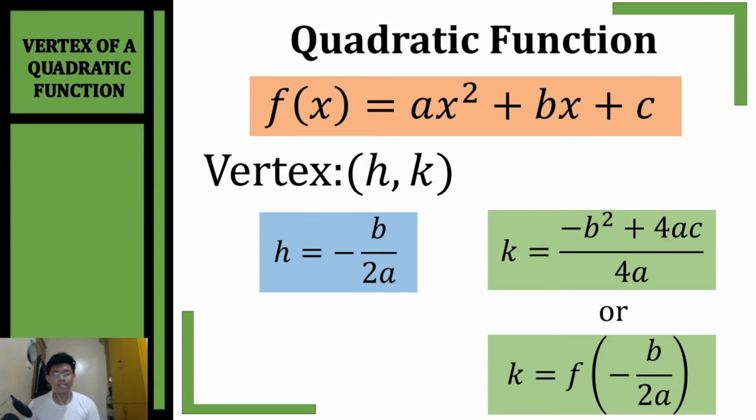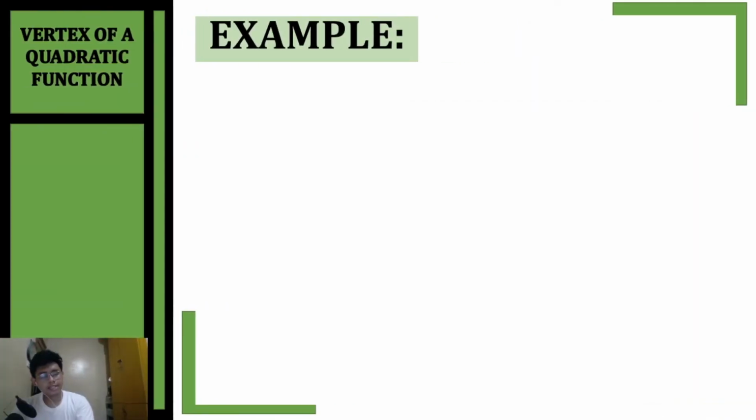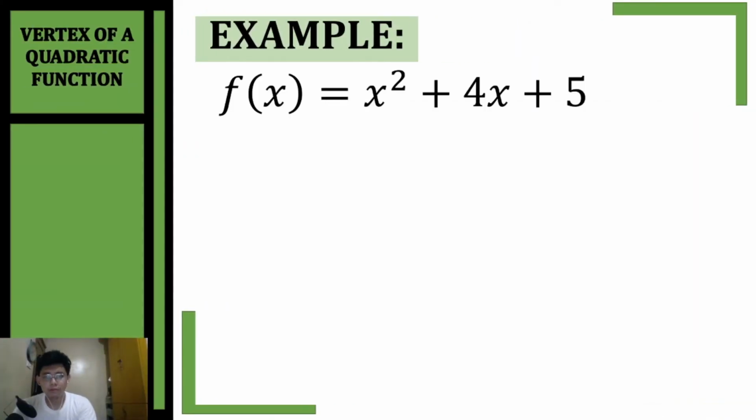Now let's have an example on finding the vertex of a quadratic function. For example, we're going to get the vertex of the function x² + 4x + 5. In order for us to get the vertex, we must get the values of a, b, and c. Our value of a is the numerical coefficient of x², which is 1. B is the numerical coefficient of x, which is 4. And c is the constant term, which is 5.